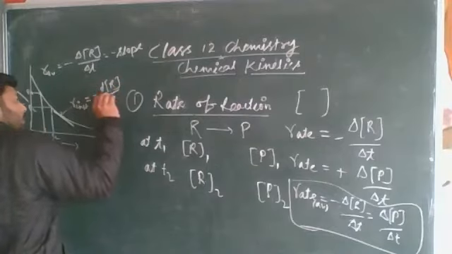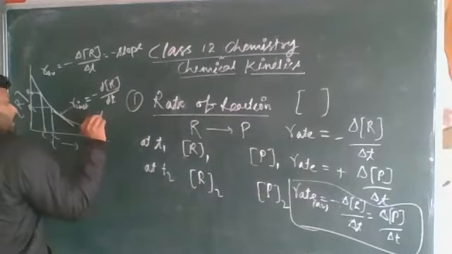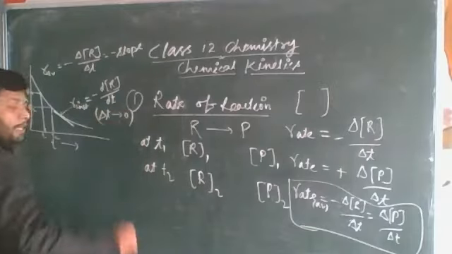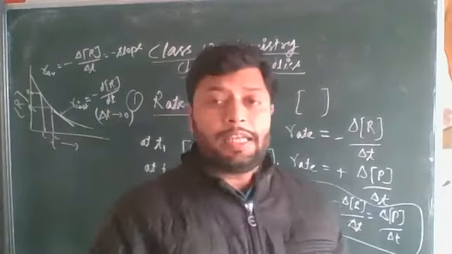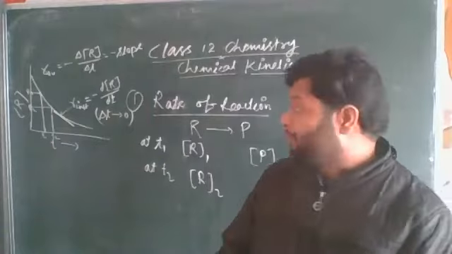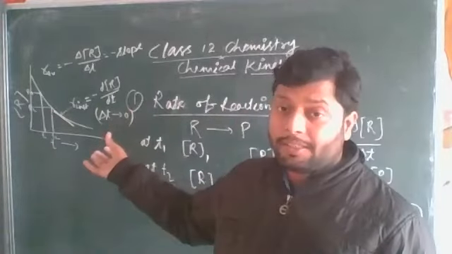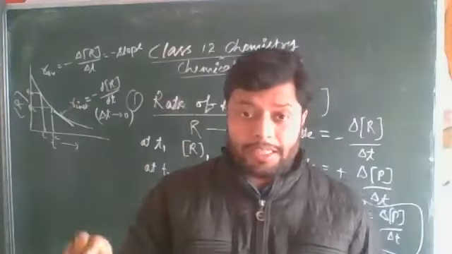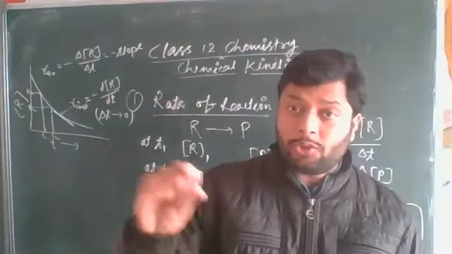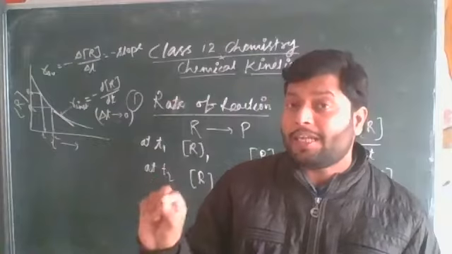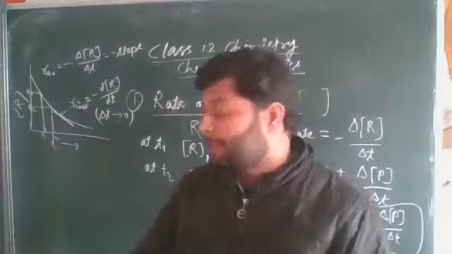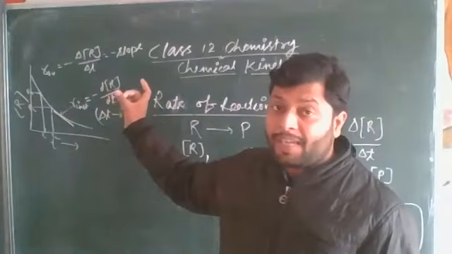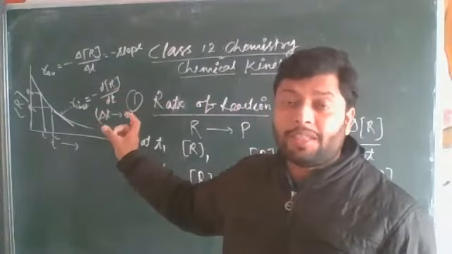dR upon dt. Delta t limit to 0 indicates the differential rate of reaction, the instantaneous rate of reaction. Always the point of tangent which touches the curve indicates the instantaneous rate of reaction for any given type of reaction. So we have two different types of rate now: the average rate of reaction in terms of reactants and the instantaneous rate of reaction in terms of reactants.